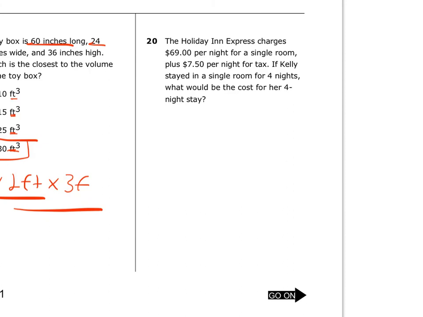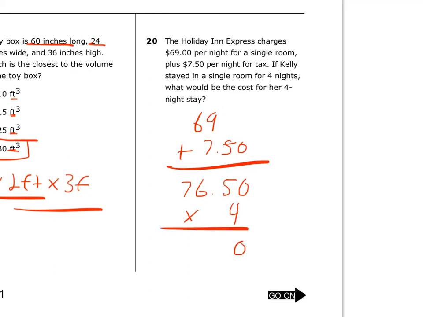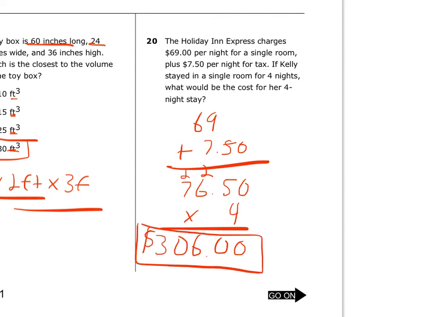All right, number 20. The Holiday Inn Express charges $69 per night for a single room, plus $7.50 per night for tax. If Kelly stayed in a single room for 4 nights, what would be the cost of her 4-night stay? Well, how do I figure out how much one night costs? 69 plus 7.50, the price for the room plus the tax, gives us $76.50. Times 4, because she stayed 4 nights. That is $306. That's how much it would have cost.